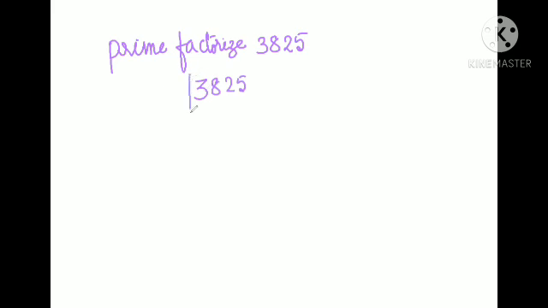3825, prime factorize. How to prime factorize? Here also the last digit is 5. So divide the number by 5 because it is divisible by 5. Now 5 7 ja 35. Here 3 will be the remainder, 3 to 32.